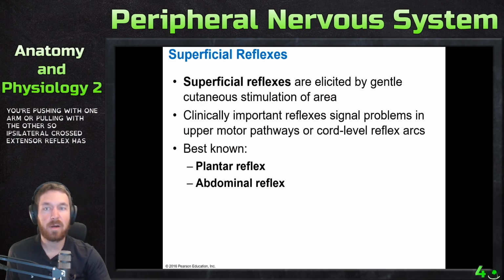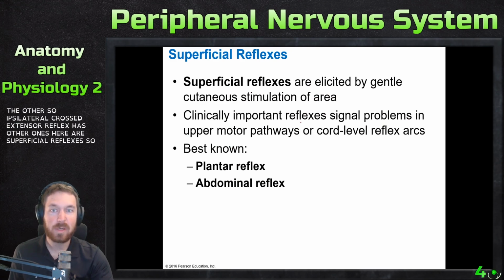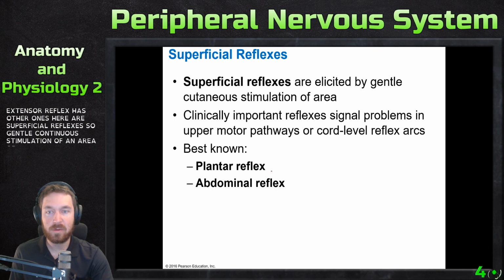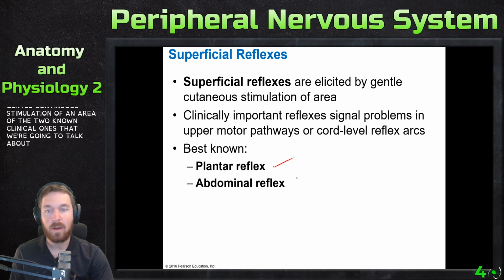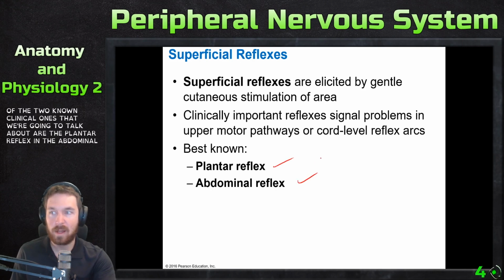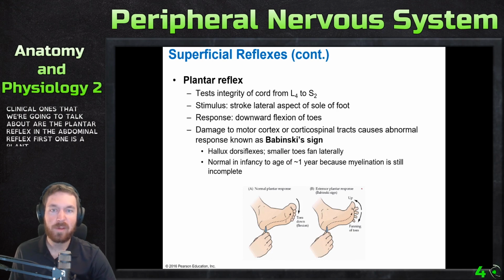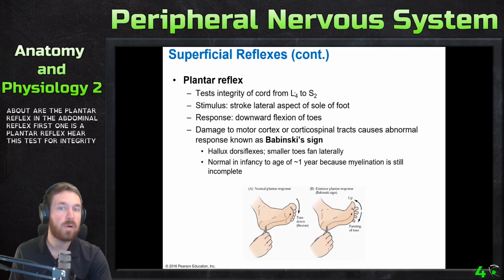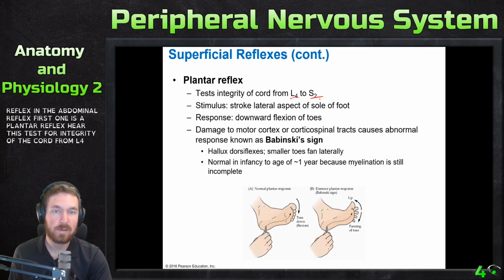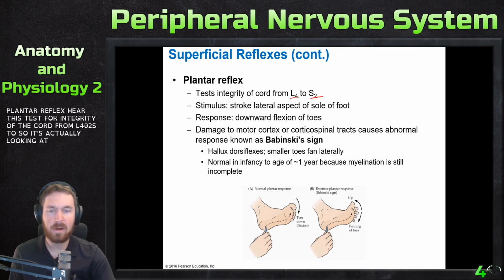And then some other ones here are superficial reflexes. So gentle cutaneous stimulation of an area. The two known clinical ones that we're going to talk about are the plantar reflex and the abdominal reflex. First one is the plantar reflex here. This tests for integrity of the cord from L4 to S2. So it's actually looking at spinal cord.